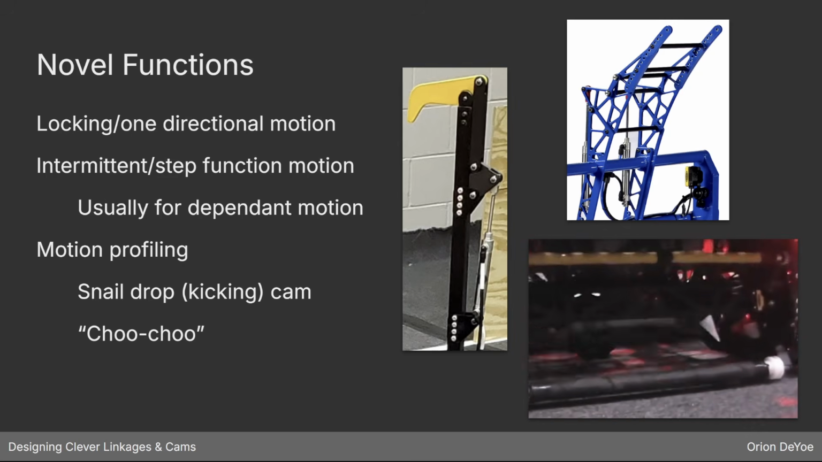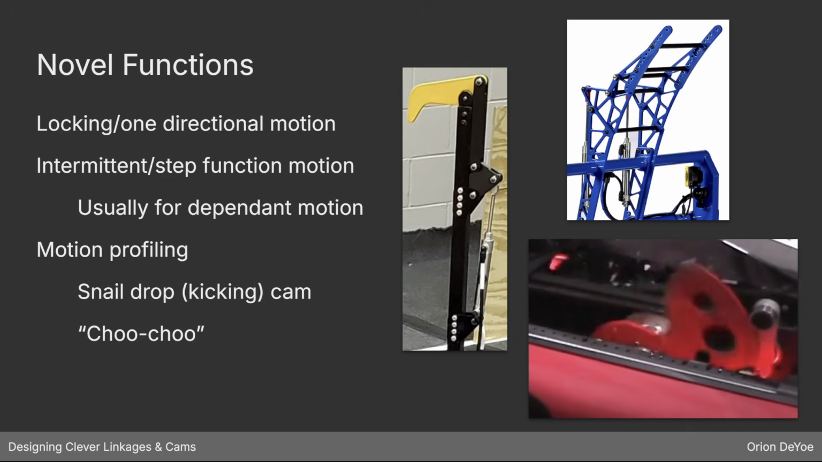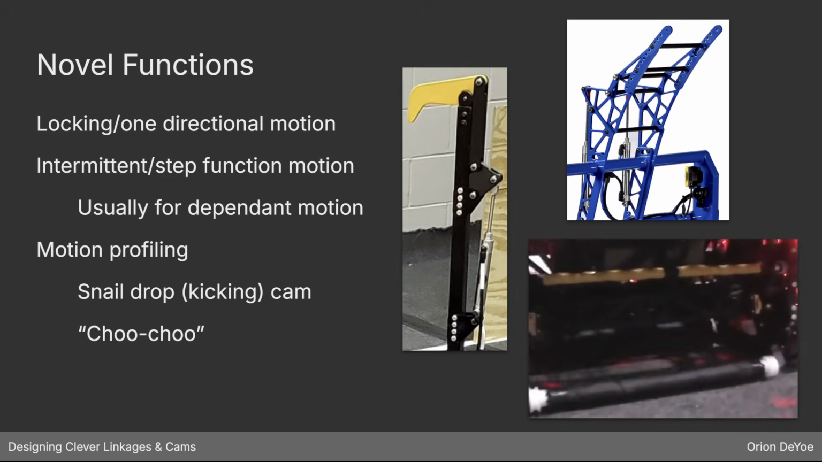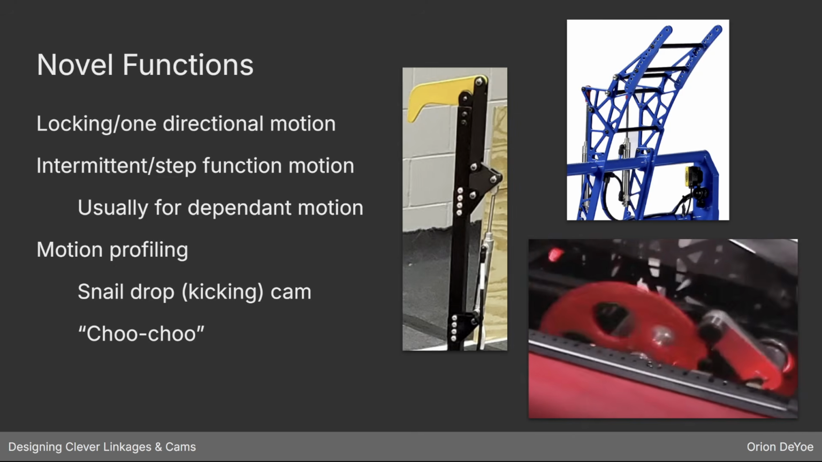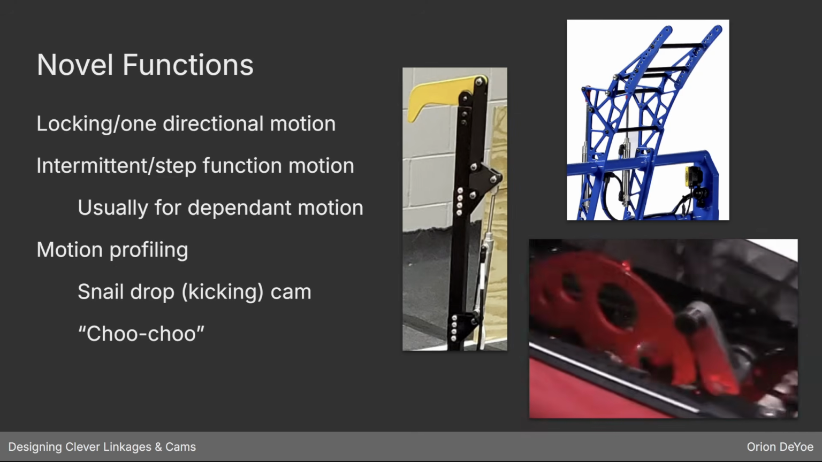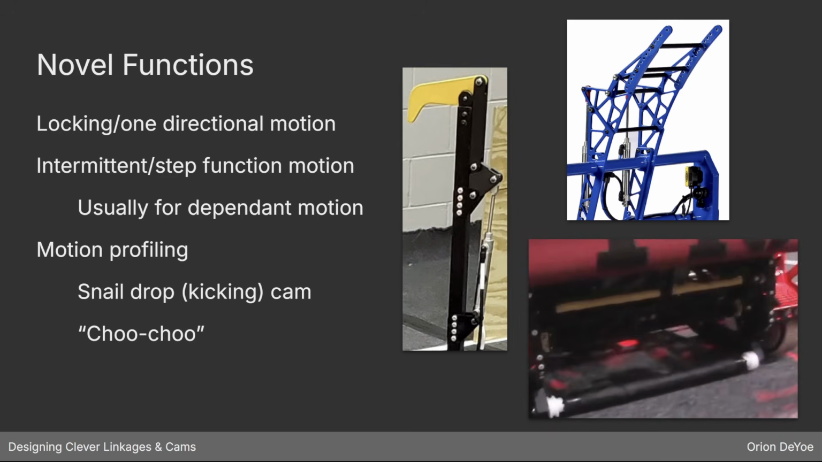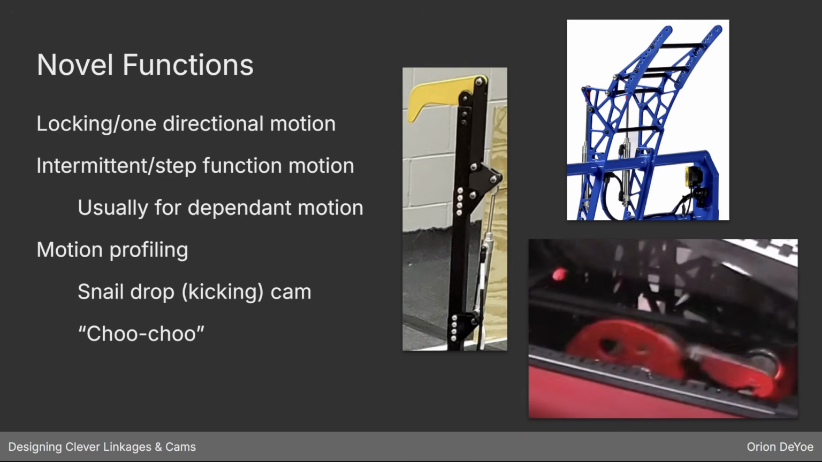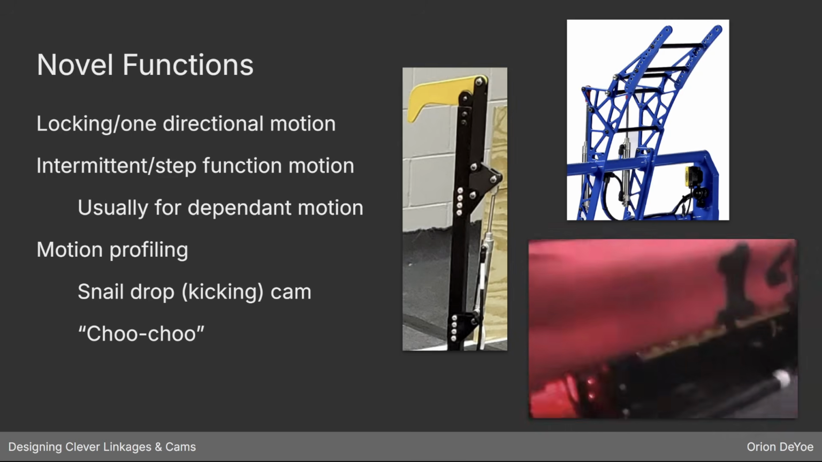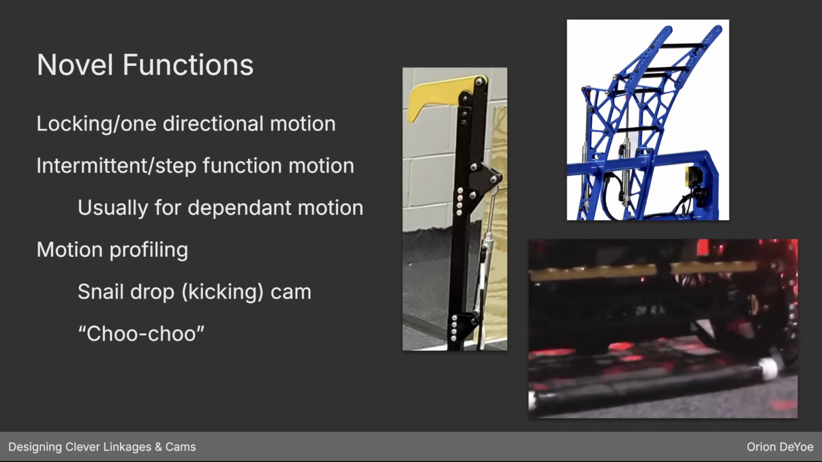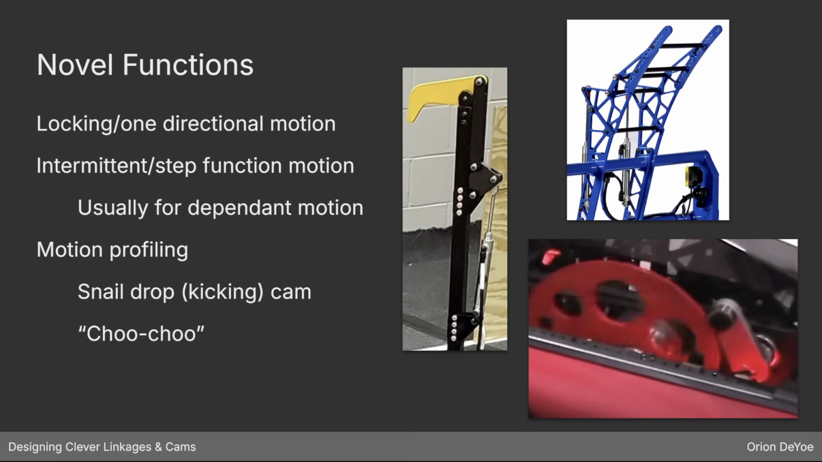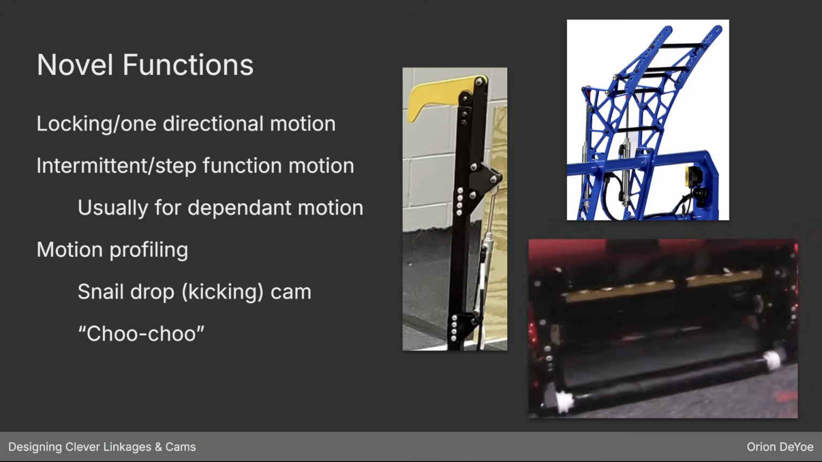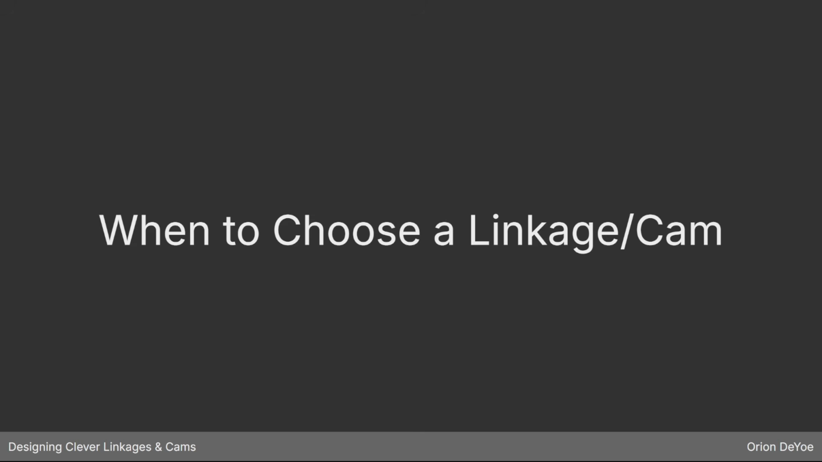You can use them to lock a mechanism to not be back drivable. You can create motion that's intermittent. You can create motion that has some dramatic motion profile for launching, and there's an example of this, a snail drop cam for this kicking mechanism on this 148 robot over here. And there's a lot of potential other applications in that same vein.